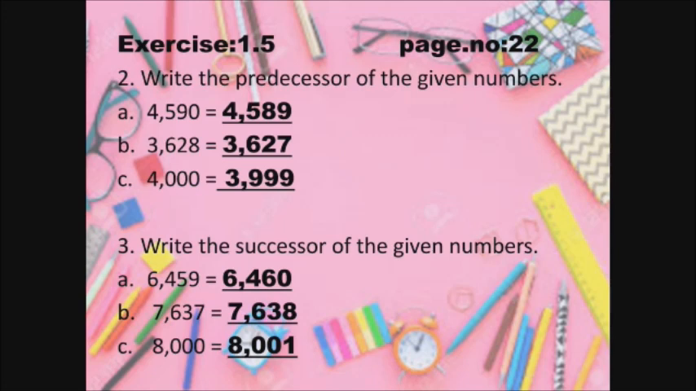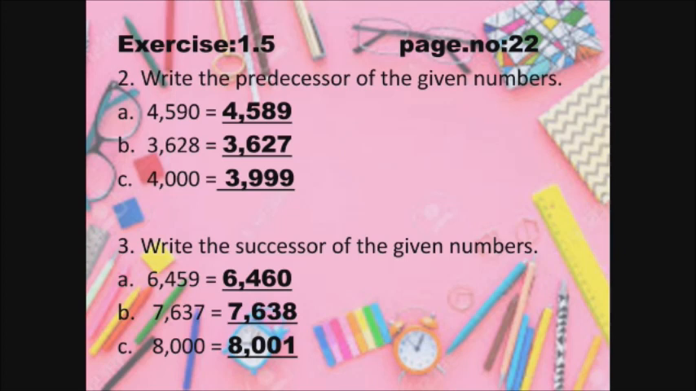Next, third sum. Write the successor of the given numbers. So successor means after number. So we have to write the after number for the given numbers. First one, 6459. So the successor of 6459 is equal to 6460.